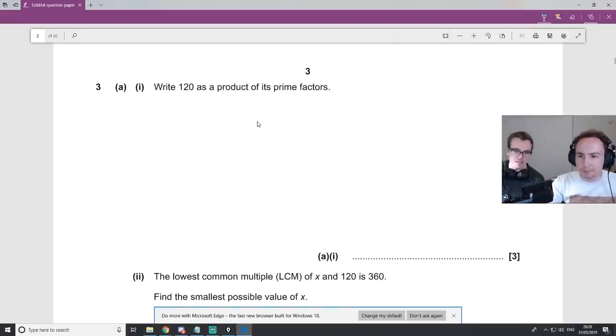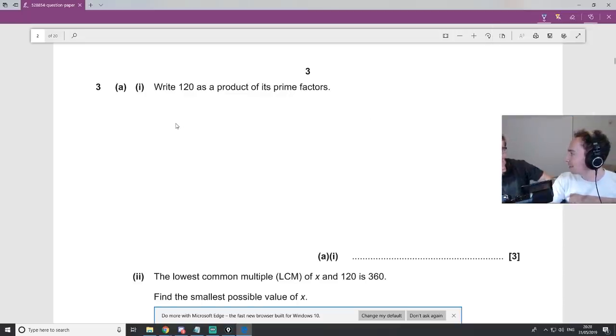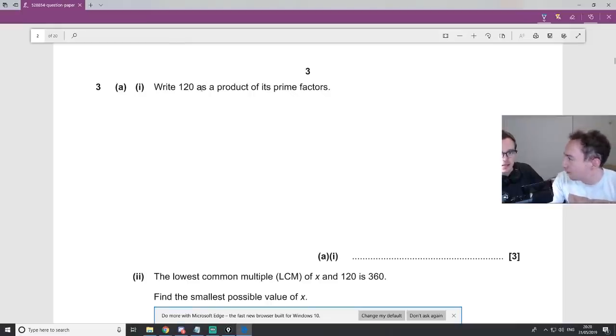Right, 120 is a product of its prime factors. Well, it was nice knowing you. Do you know what a prime number is? Yes. A number that is only divisible by itself. Do you know what a factor is? Yeah. What's a factor? Don't know.